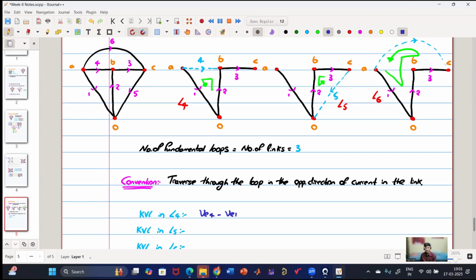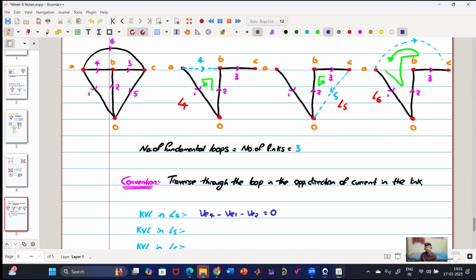Yes, minus, sir. Minus. Very good. Others agree? Why are we taking minus, sir? If we are going from higher potential to lower potential, then there is a reduction in the potential, so we'll have minus. If we are going from lower potential to higher potential, then we are gaining potential, so it will be plus.